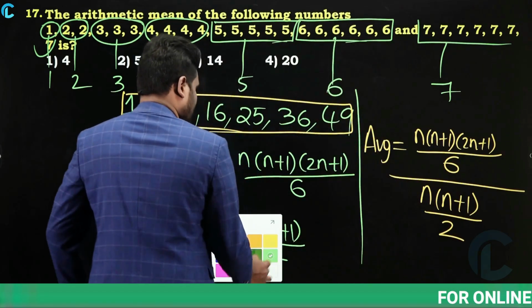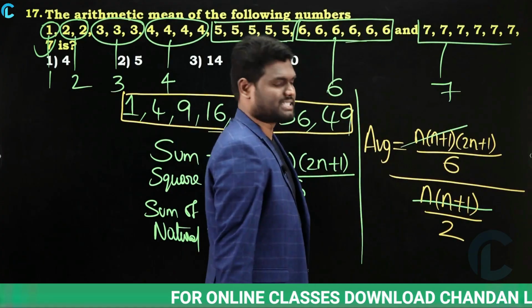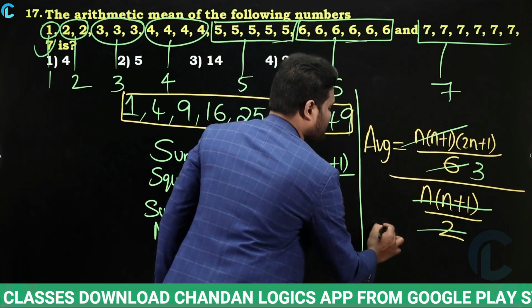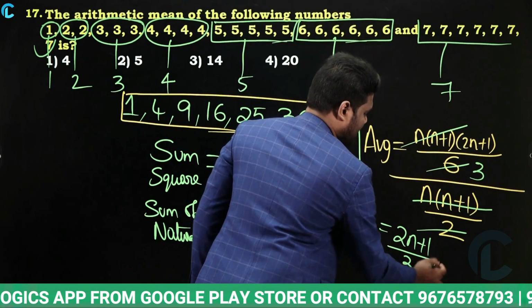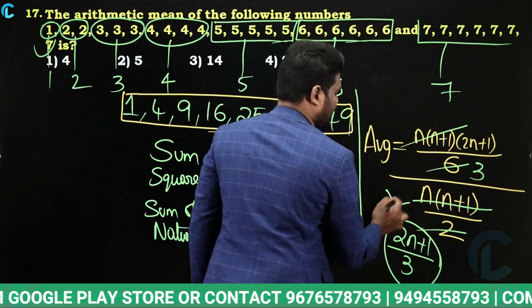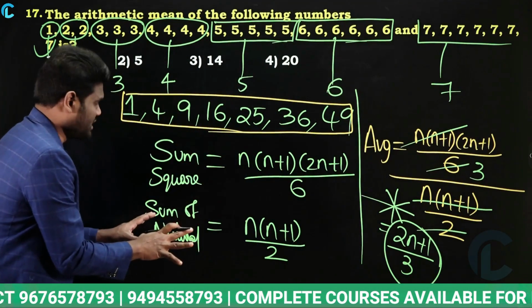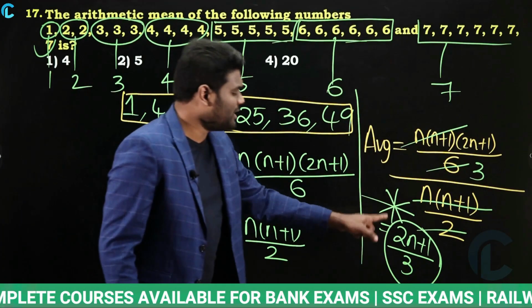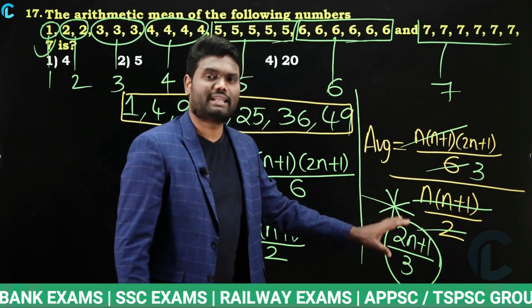Now calculate this. n into n plus 1 gets cancelled. 6 cancels into 3 times. Now you are left with finally 2n plus 1 by 3. This is a direct short trick. Whenever you have questions in this way, you will not do all this procedure. Just directly apply the formula 2n plus 1 by 3, and you are going to get the answer directly.